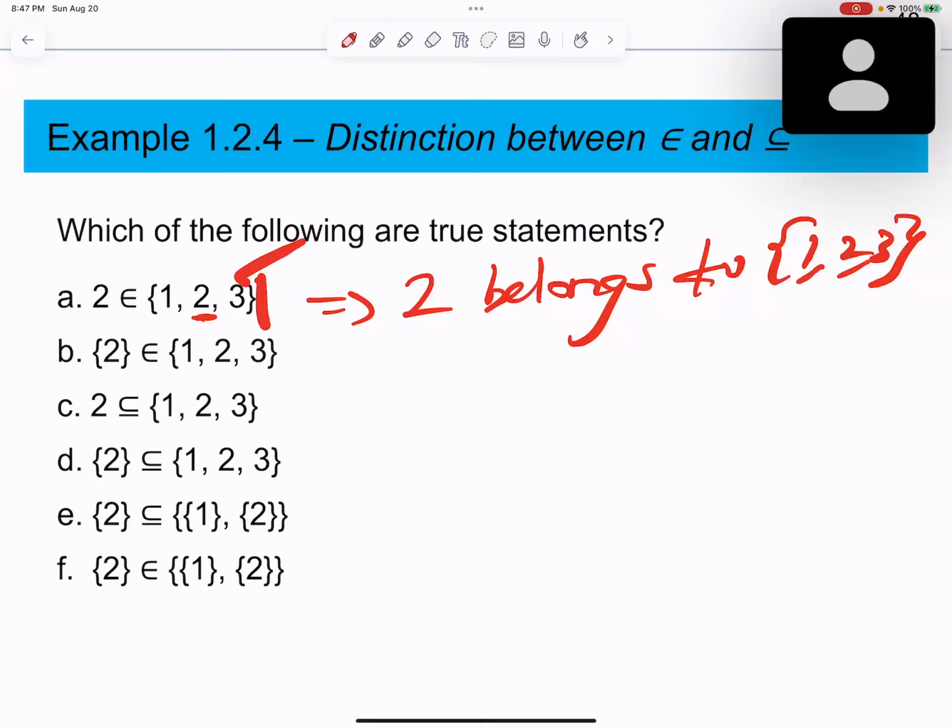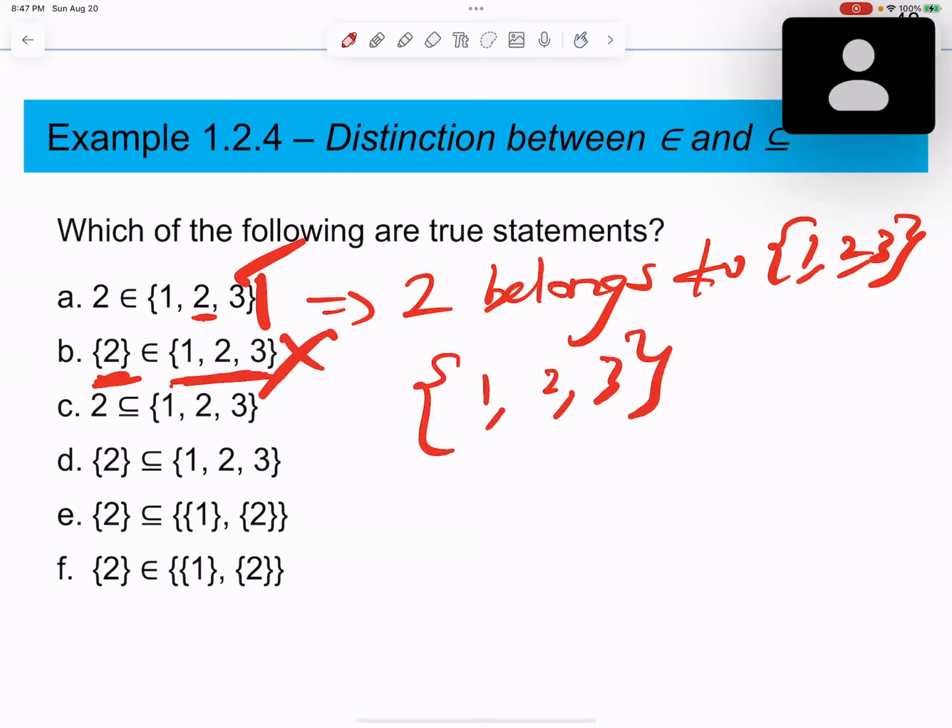This is true. This is false because this is a set, right? This set at the right side here contains only 1, 2, 3. So it doesn't contain another set. So this is wrong. That is false.